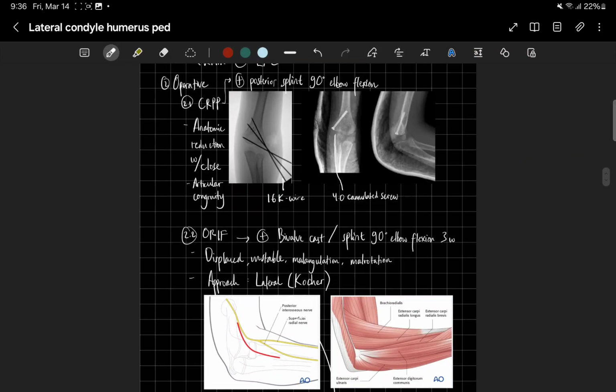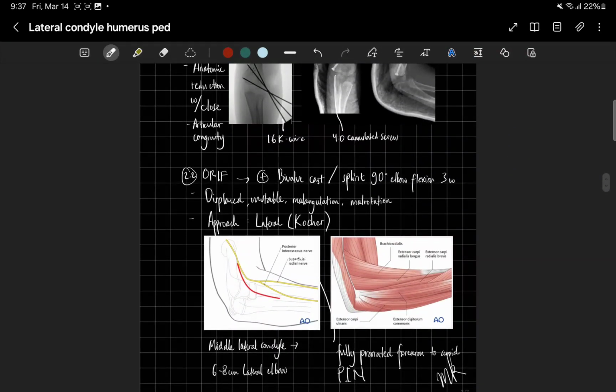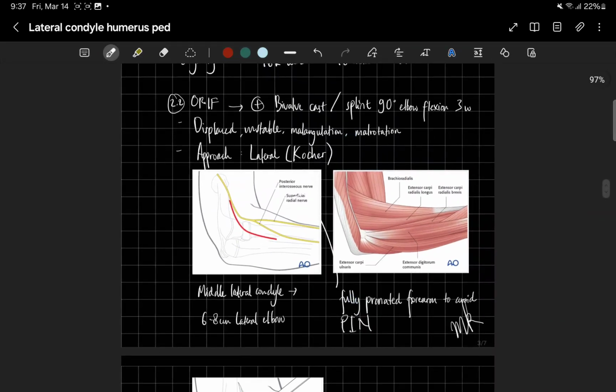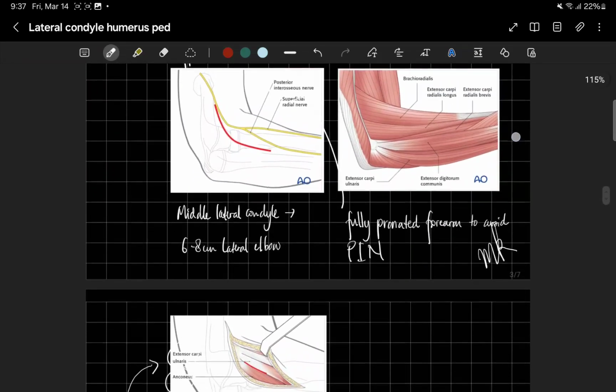Other than CRPP, if the displacement is more than 2 millimeters, if it is displaced and unstable with malangulation and malrotation, we can treat it with open reduction and internal fixation. The usual approach is the lateral approach, or so-called Kocher approach. Here we can see that we can incise through the middle of the lateral condyle onto the lateral side of the radial extension, extending 6 to 8 centimeters proximally or distally. It depends on the anatomical position.